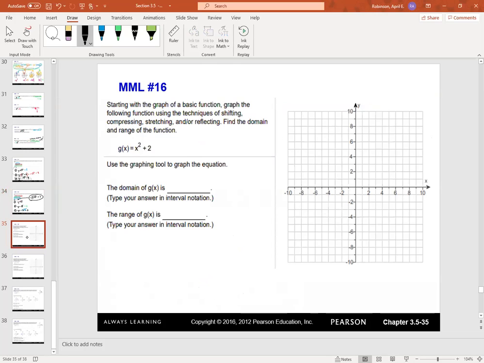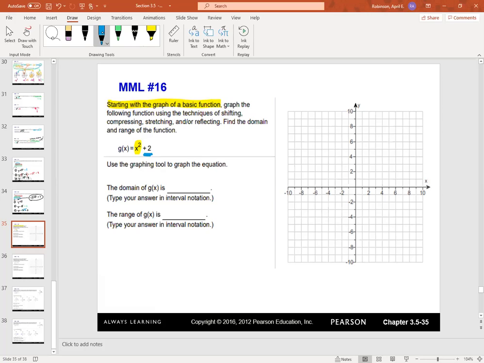Okay. All right, this one's going to make you use the graphing feature. It says start with the graph of a basic function. That is huge. There we go. And when I see the basic function, it is an x squared. But then it has that +2 on it. Let's see. Graph the following function using techniques of shifting, compressing, stretching, and/or reflecting, and find the domain and the range of the function. So all they're doing is taking the basic graph and adding 2 to that.